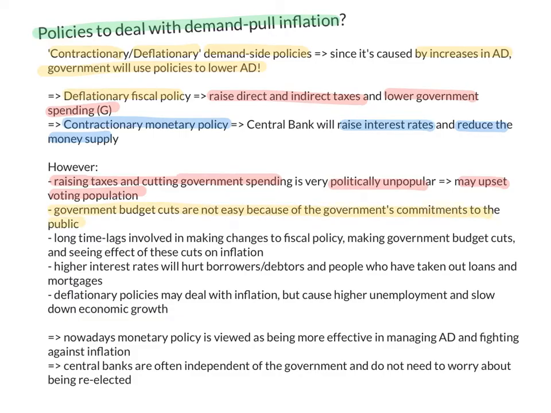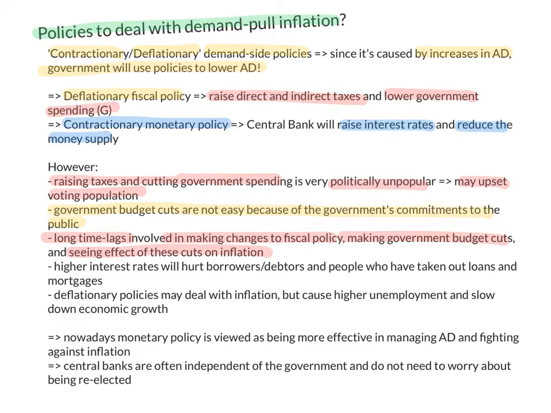There are a lot of things that the government is committed to the public that the government really can't reduce, like pension spending or several of the welfare payments or disability payments. So many different types of spending the government's committed to. There are usually very long time lags involved in making changes to fiscal policy or making government budget cuts. Even if you pass these budget cuts, there's a long time lag in seeing the effect of these cuts on inflation.